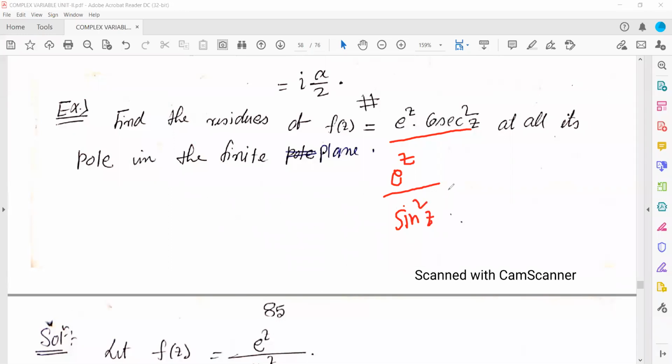Okay, that means where you will get the pole, that means the value of z for which sine square z is equal to 0. That means sine z equal to 0, which means for z equal to m pi, where m is equal to 1, 2, 3, 4, and so on. For all values of this, z equal to m pi. The pole is z equal to m pi. So you got the pole.